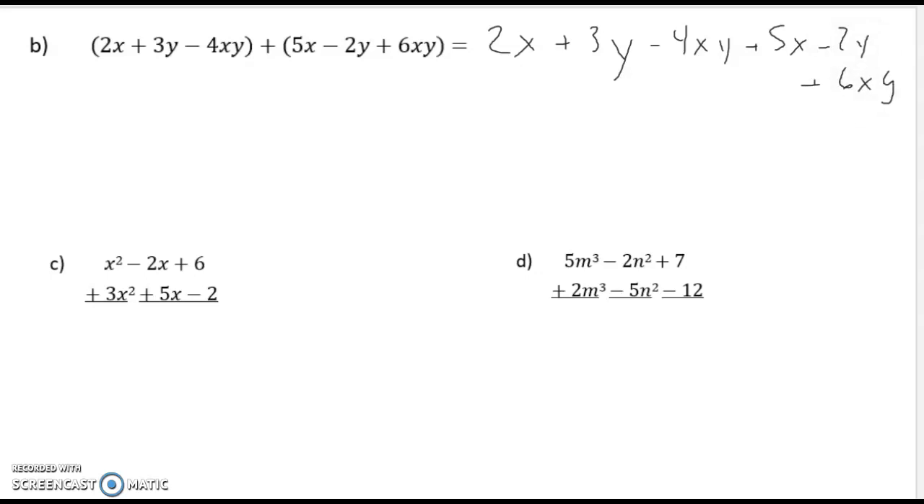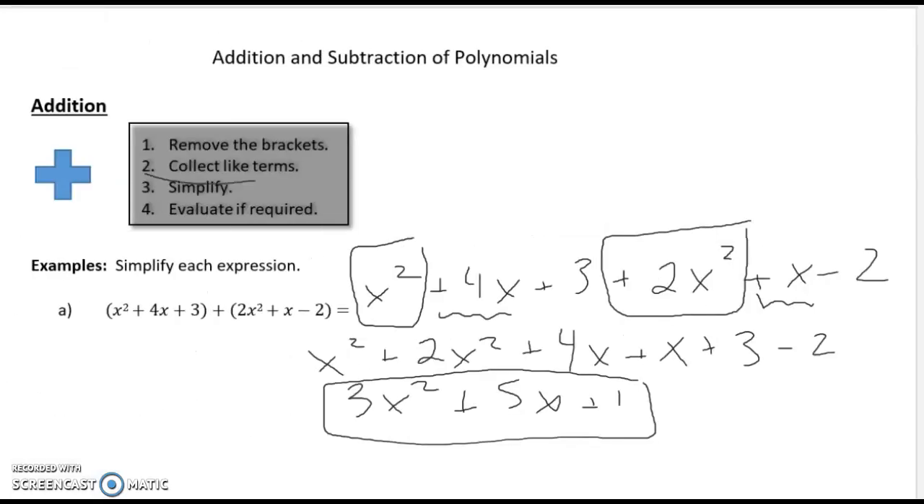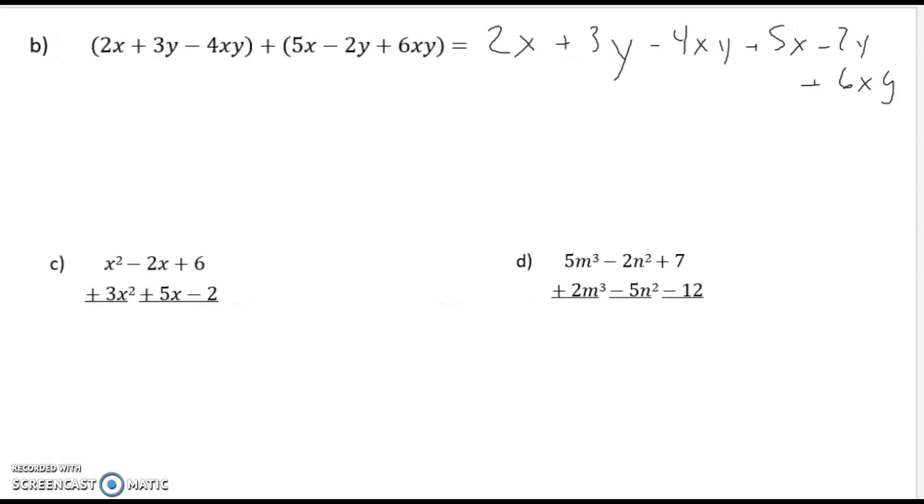Sorry guys, it's a little bit tight. Okay, so the next step, it says collect like terms. Okay, so let's collect our like terms. I'll start with my x's. I'll put a box around my just x terms. Okay, this is not one, that's not, oh, this is one. Okay, and that's not one, and that's not one.